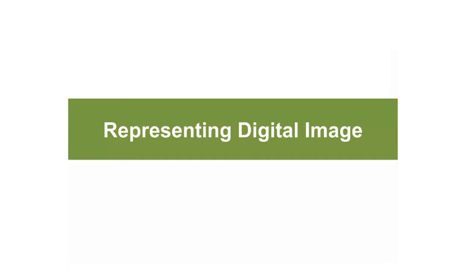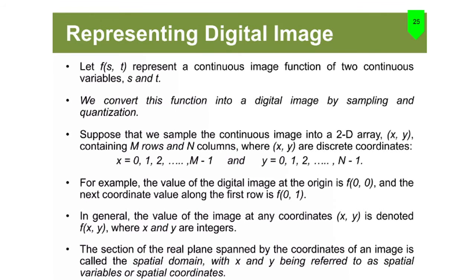Next we will see how to represent the digital image. Let f of s comma t represent a continuous image function. So far we have discussed the sensor image. The image we capture from the sensor, the output of the sensor, is a continuous image. It is a function of two continuous variables. Let us consider it has two variables, small s and t. Now we have to convert this function into a digital image by the process of sampling and quantization.